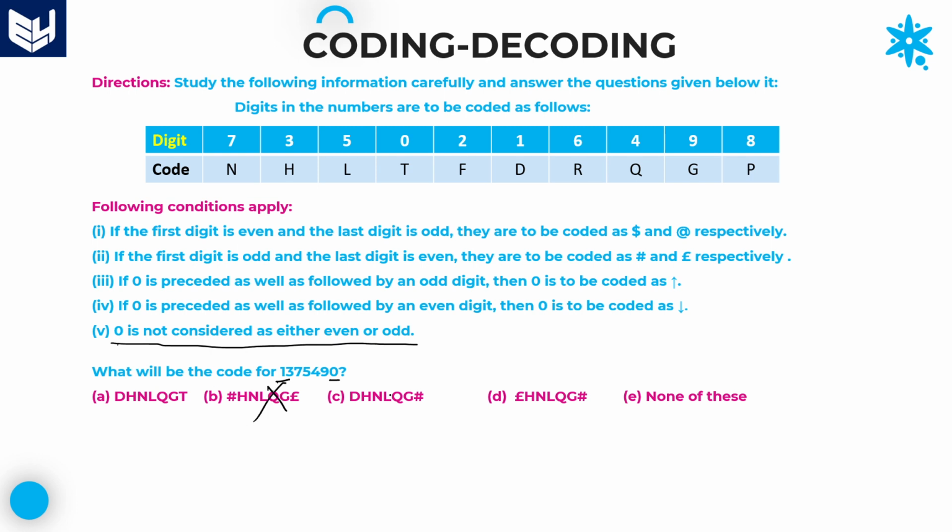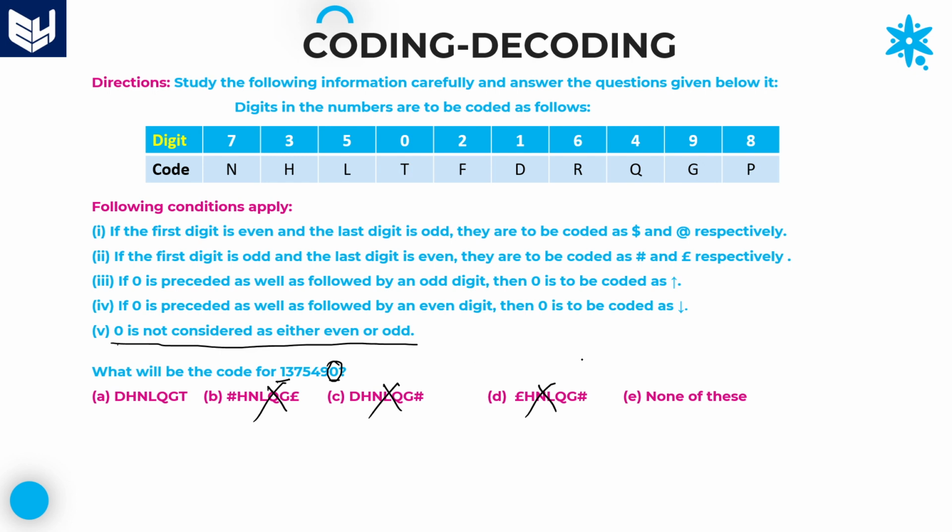So you can eliminate option B, option C, and option D. We have only option A left over, consisting of all letters, which is called direct coding. There should not be any symbols in it, because we are not applying any condition for this question. We don't know the units digit, whether it is an even number or an odd number. That is the reason it is direct coding. Let me check whether it is option A or not.